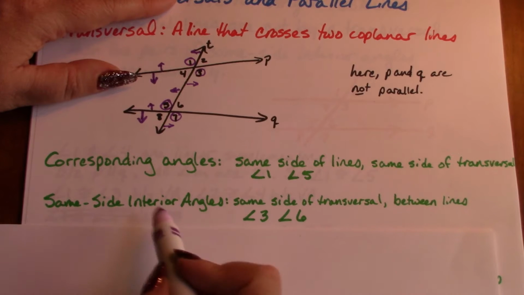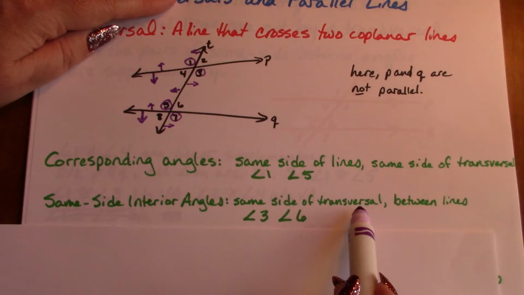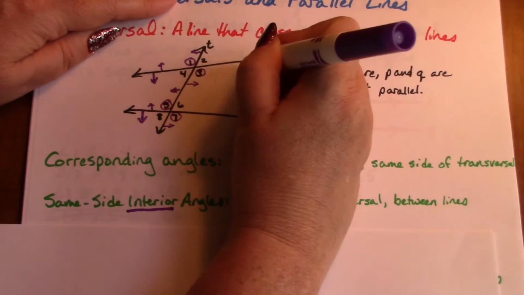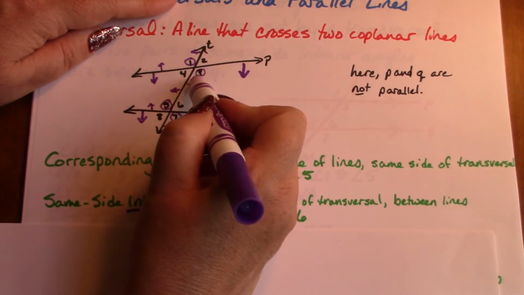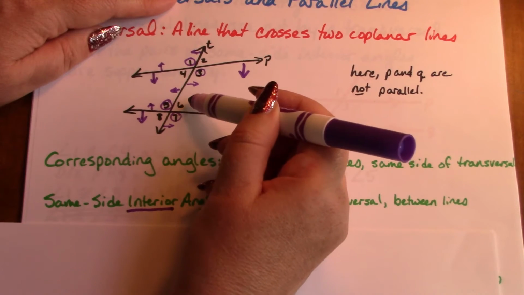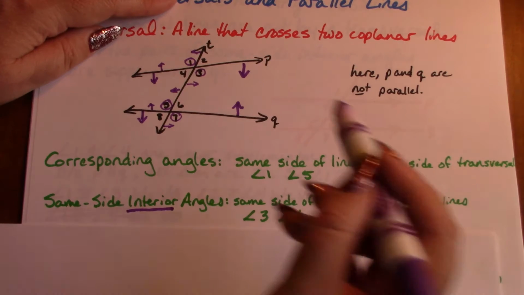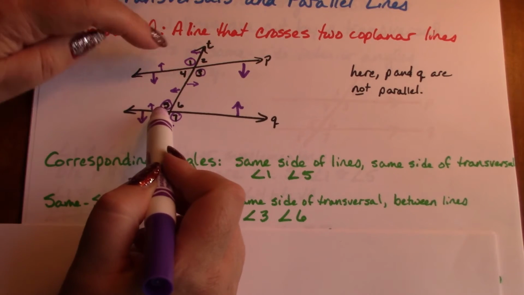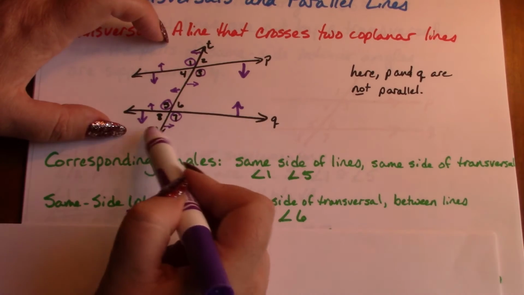Same side interior angles means the same side of the transversal, but between the lines. Interior means on the inside, so they're going to be interior, but on the same side of the transversal. So 3 and 6 are same side interior angles. 4 and 5 are same side interior angles. 1 and 2 are not interior. 7 and 8 are not interior.